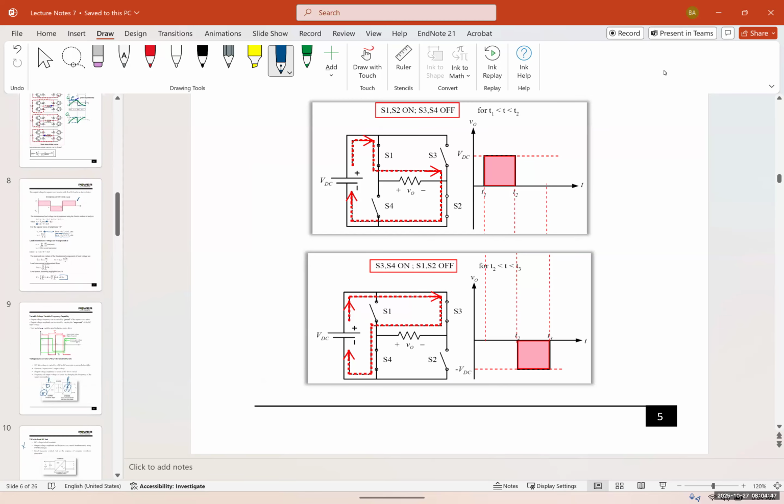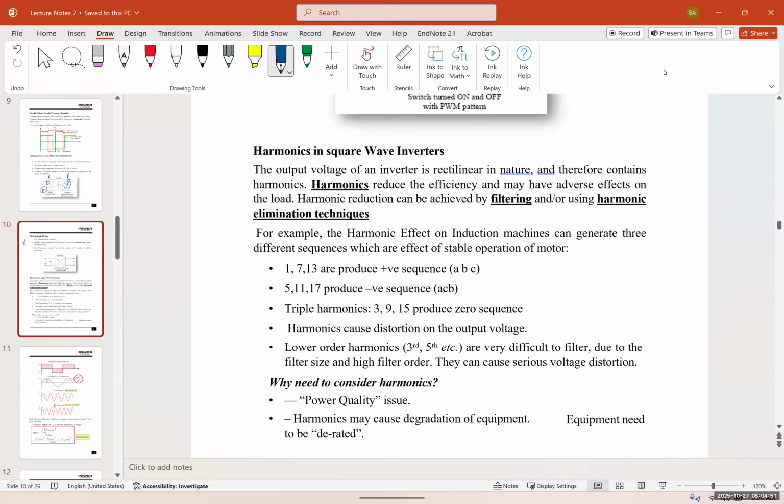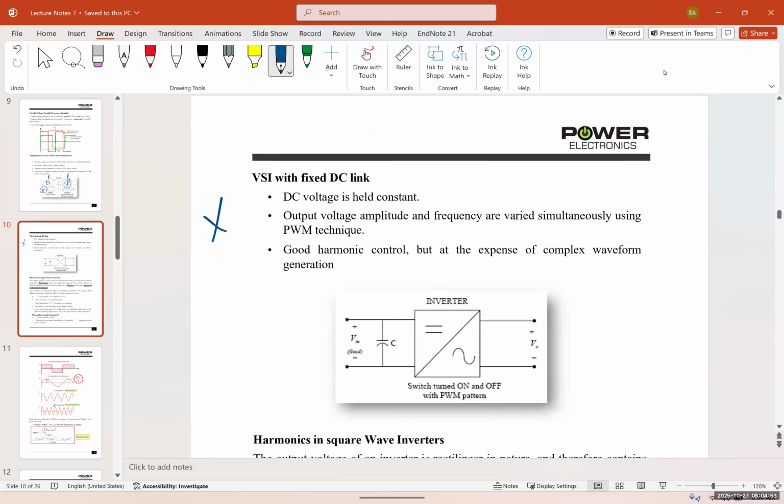Today, we're going to start with the distortion in inverters and harmonics, and how we can utilize filters to eliminate harmonics in the systems, and what the effects of harmonics in the system are.